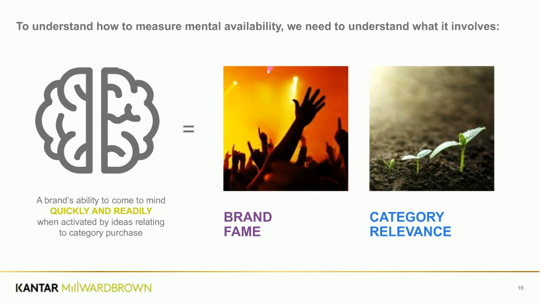So to talk about how we went about this, we need to go back to that definition of what mental availability is. So if we look at that definition we had earlier, which is a brand's ability to come to mind quickly and readily when activated by ideas relating to category purchase, we can see that that really breaks down into two different things. So you've got the brand's ability to come to mind at all. So how strong is the mental representation of that brand? Can you conjure anything? When you think of it, is there anything there? And how easily is the brand cued by the situation in which you might need to choose it?